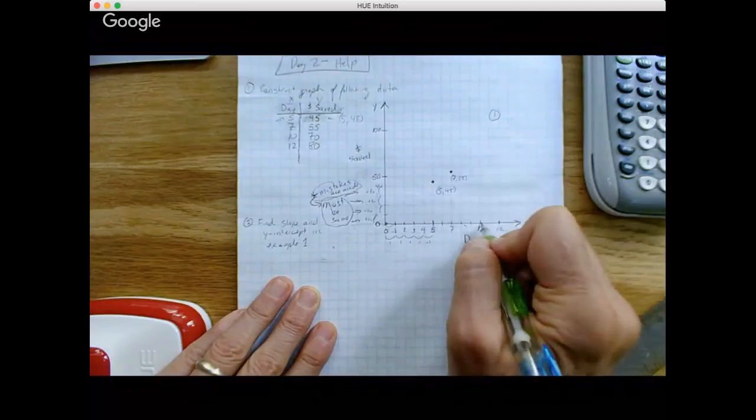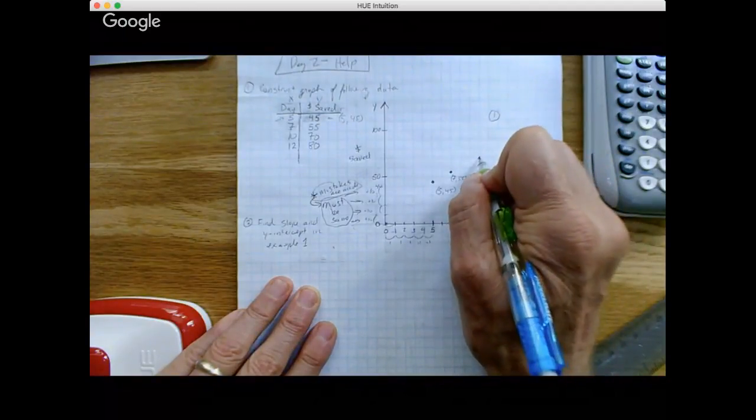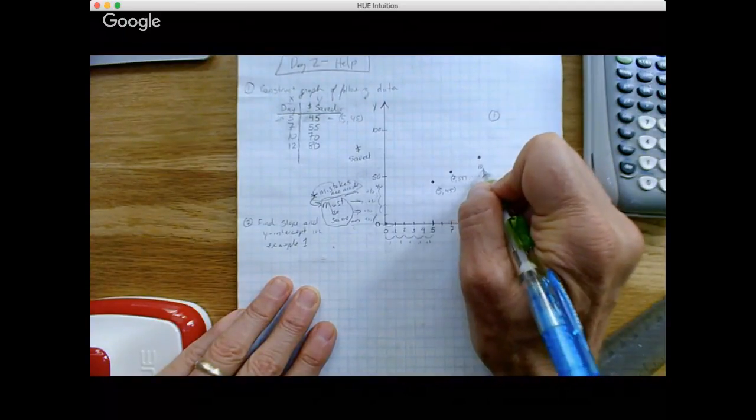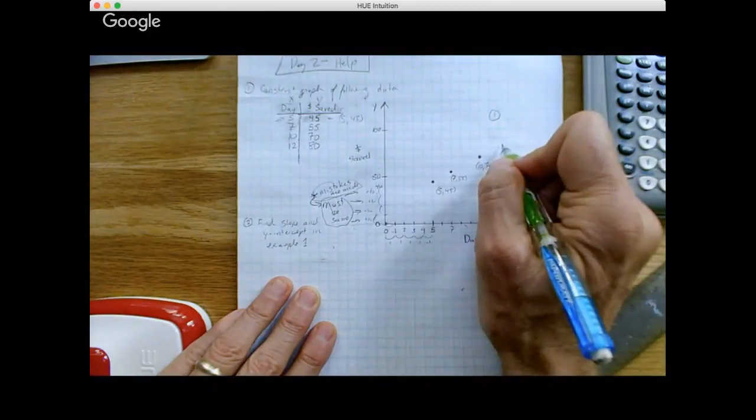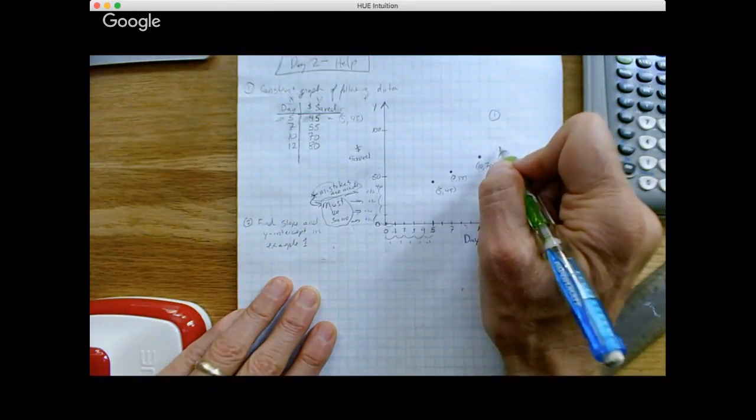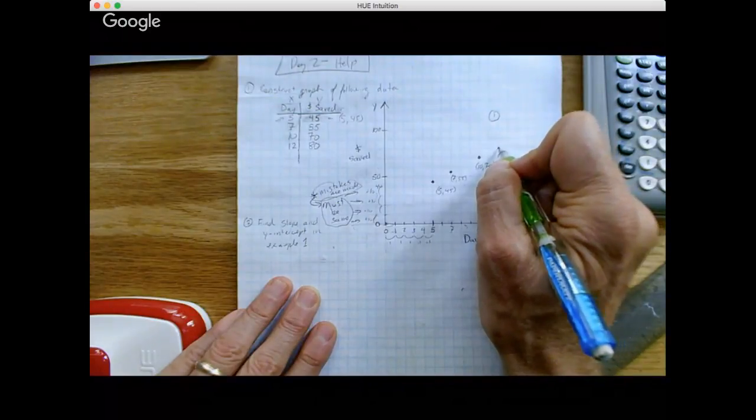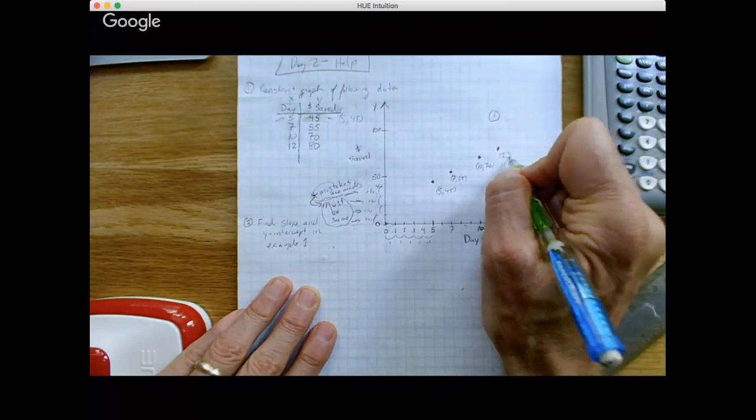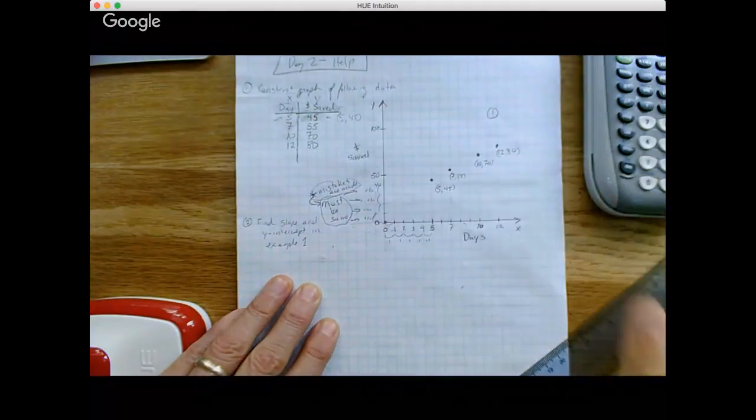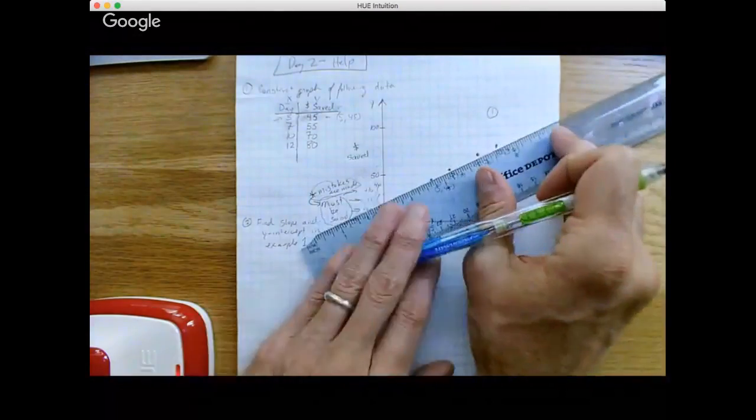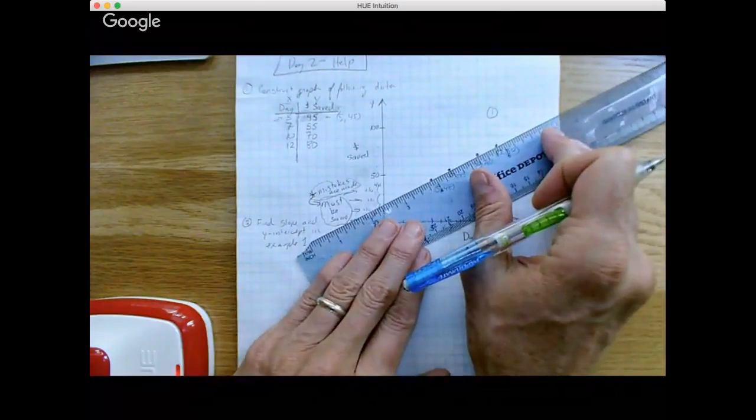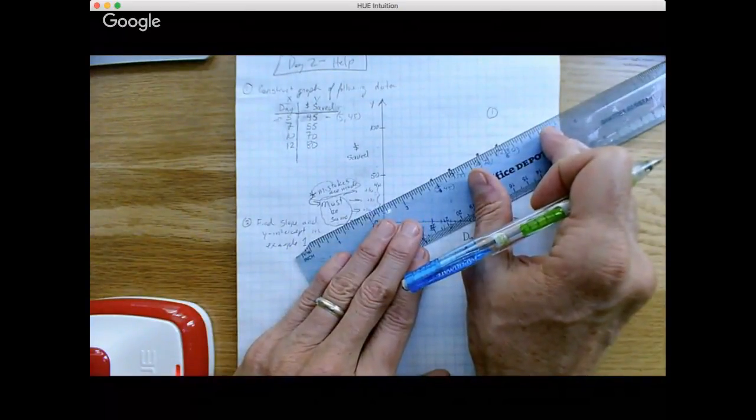We have 10, 70. And then 12, 80. Now notice, this appears to be a linear relationship, and because it appears to be a linear relationship, we're going to draw our line through these points.